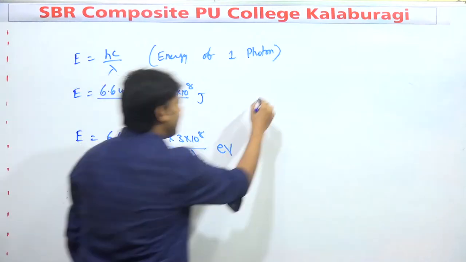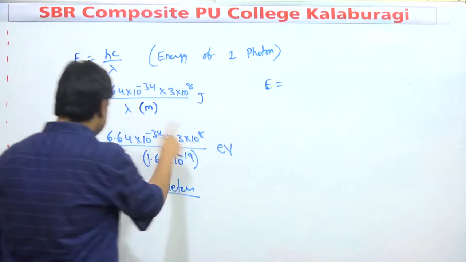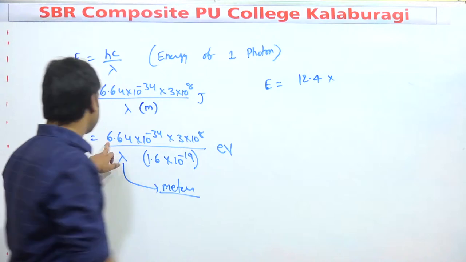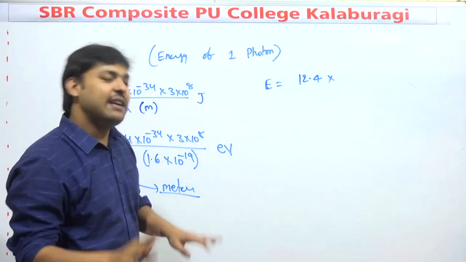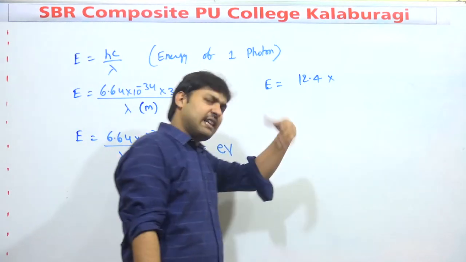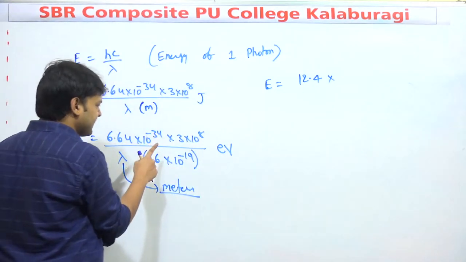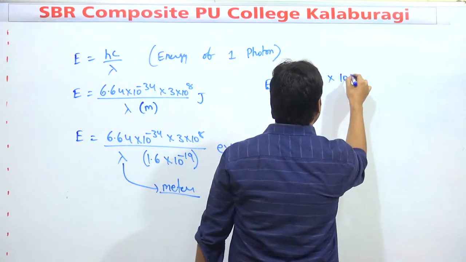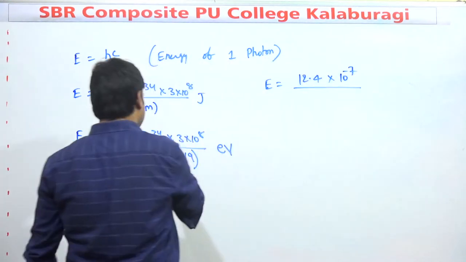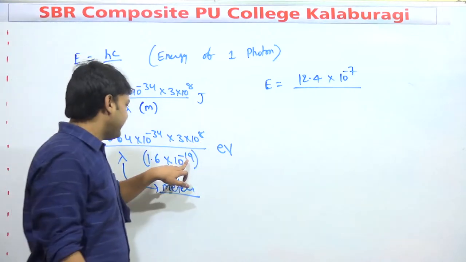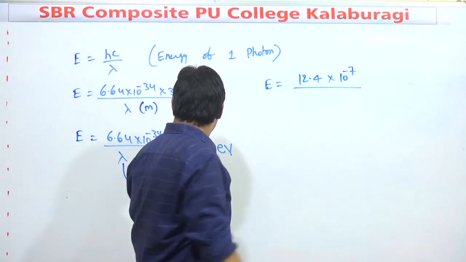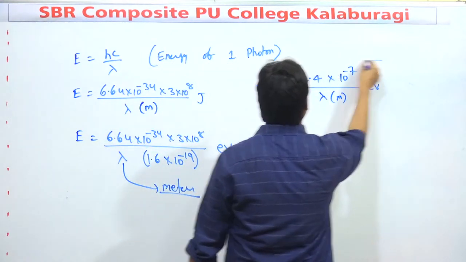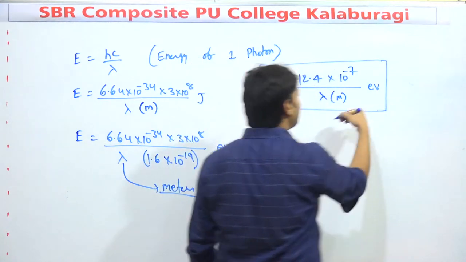So what is the E value? Do this calculation and I think you will get 12.4. 6.64 into 3 into 1.6, standard constant values, so we can calculate directly. The remaining powers: 34 minus 8 is 26, 26 minus 19 is 7, so 10 to the power minus 7, divided by lambda in meters, in electron volts. Very, very important problem to calculate the energy of the photon.